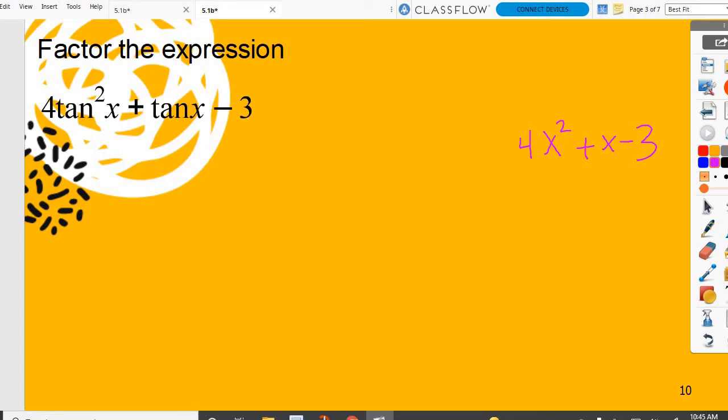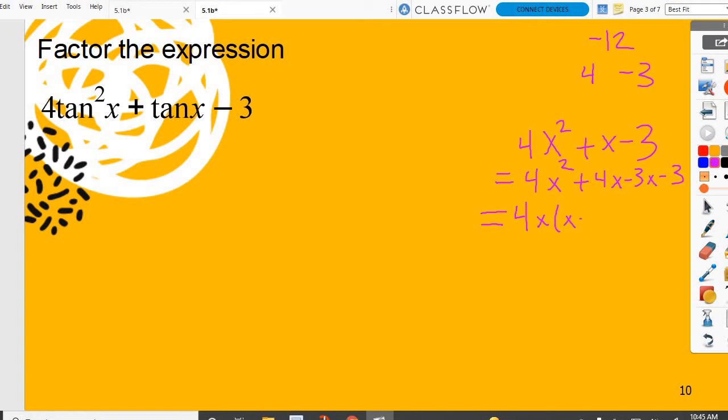Alright. So if I use the AC method, what do I need to do first? Multiply A times C. So what do we get? Negative 12. So we're looking for what multiplies together to give me negative 12 and adds together to give me 1. What is it? 4 and negative 3. So I'm going to break apart my middle term. And then what do we do? Group up. Factoring by grouping.